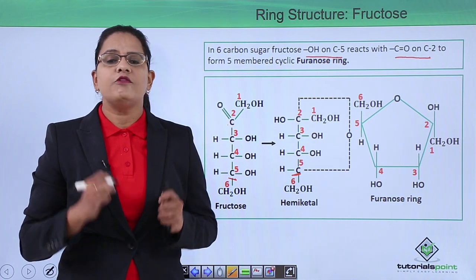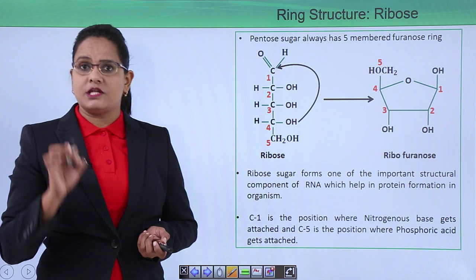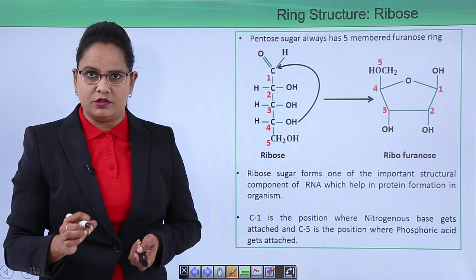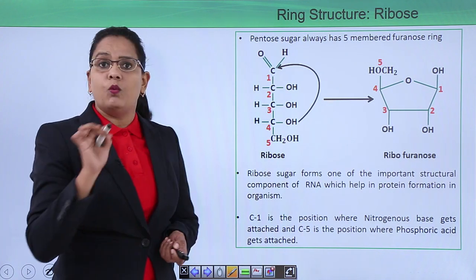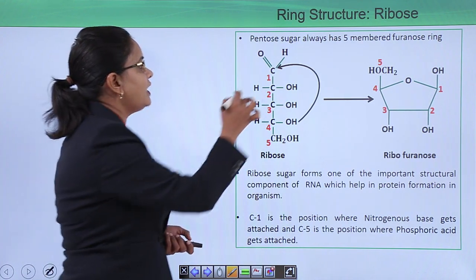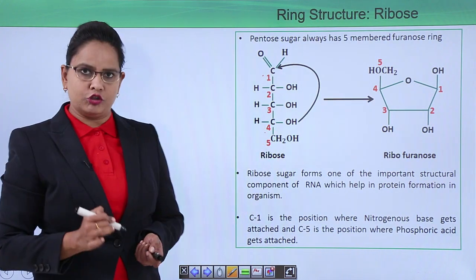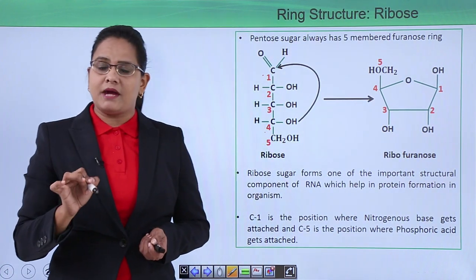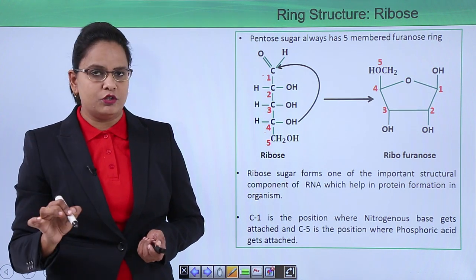Now let us talk about 5 carbon sugars, that is the pentoses. So the first most important pentose is ribose sugar. As you can see clearly, it is a 5 carbon sugar. Now where is the bond being formed? Between the aldehyde group of the first carbon and the OH group of the 4th carbon. This is to be kept in mind that always pentose sugar will form furanose ring.